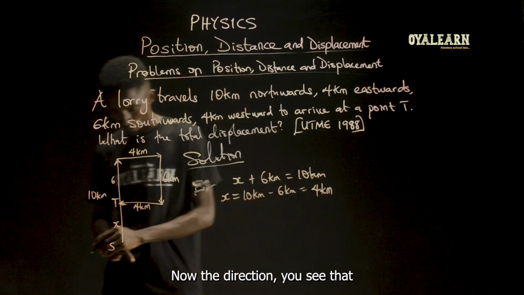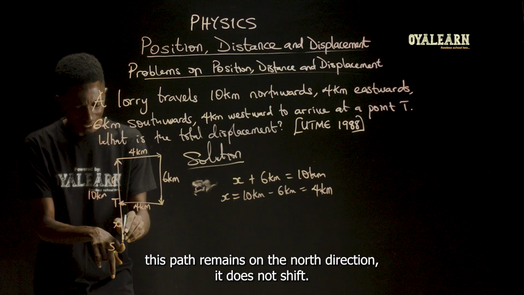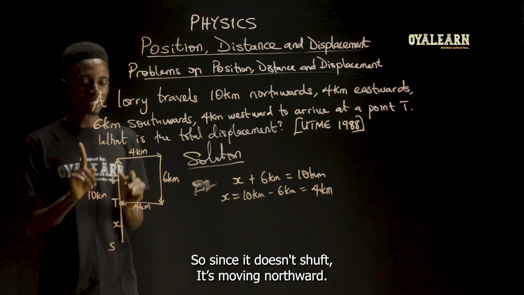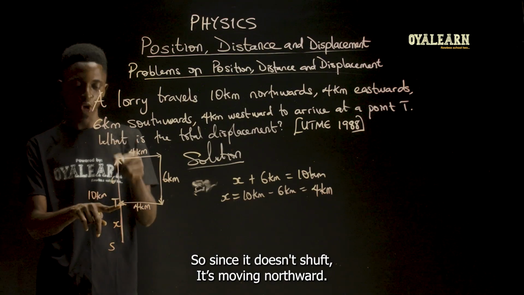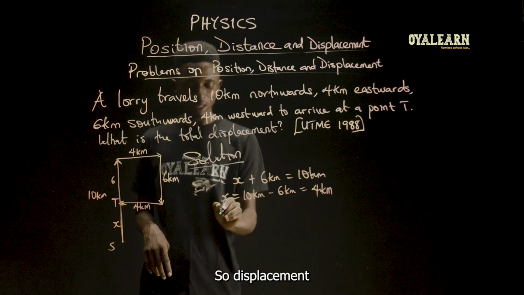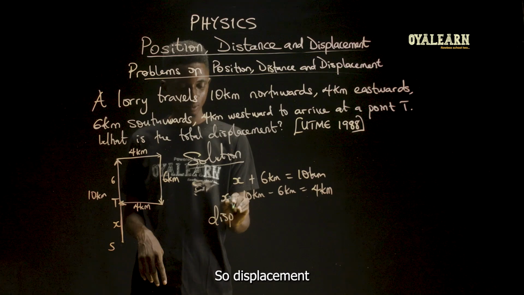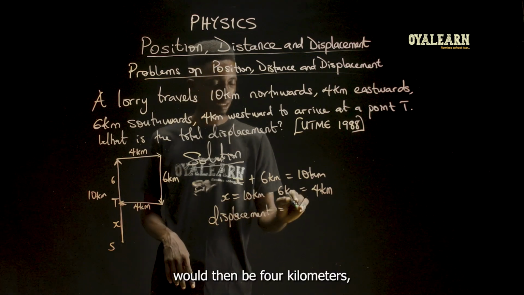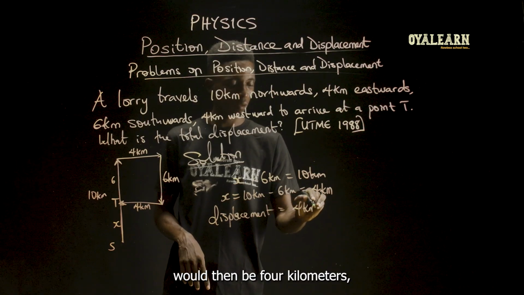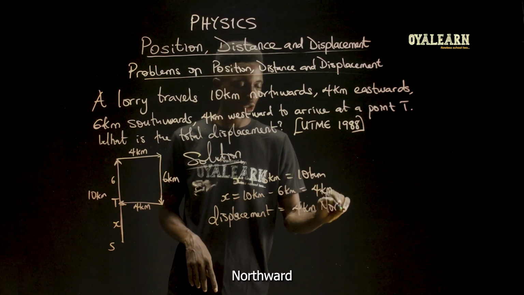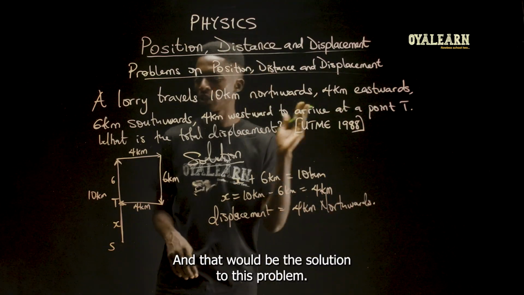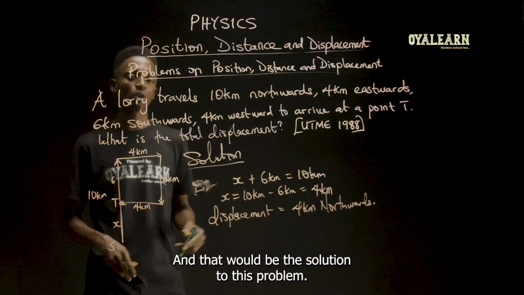Now the direction. You see that this part remains on the north direction. It does not shift, right? So since it doesn't shift, it's moving northward. So displacement would then be 4 kilometers northward. Okay, and that will be the solution to this problem.